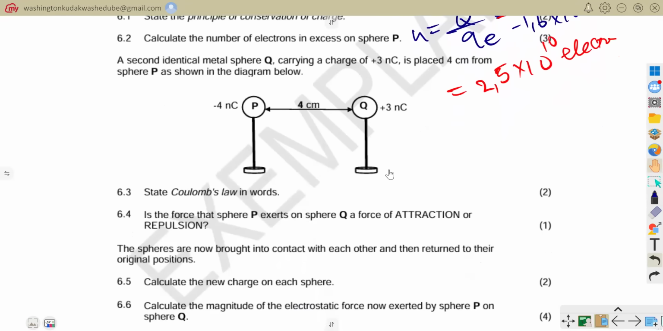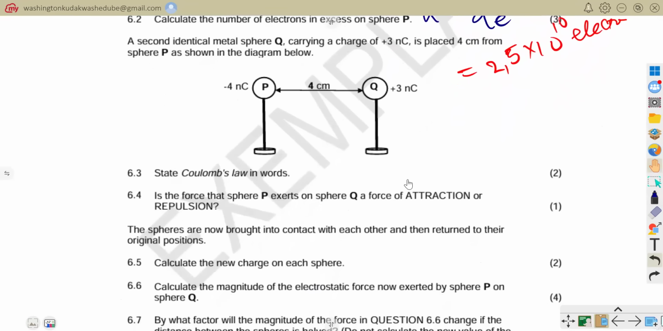Now they're saying a second identical sphere Q carrying a charge of +3 nanocoulombs is placed 4 centimeters from the sphere P as shown in the diagram. State Coulomb's law in words. We know that Coulomb's law says F equals K Q1 Q2 over R squared. They want us to state it in words.